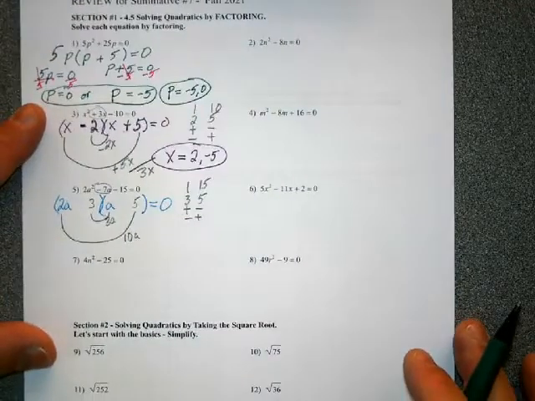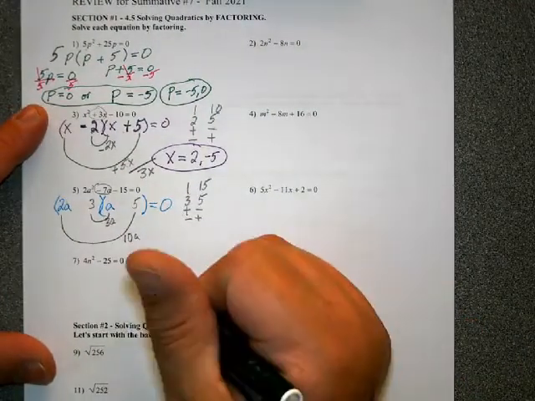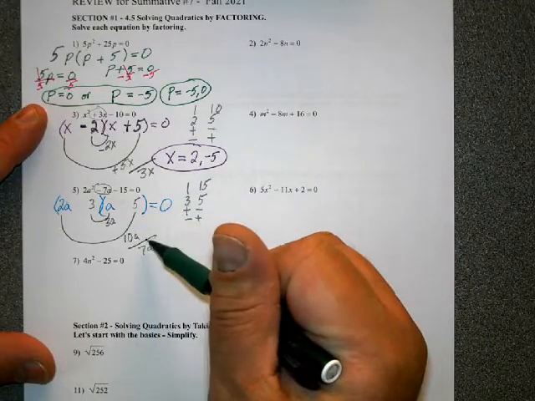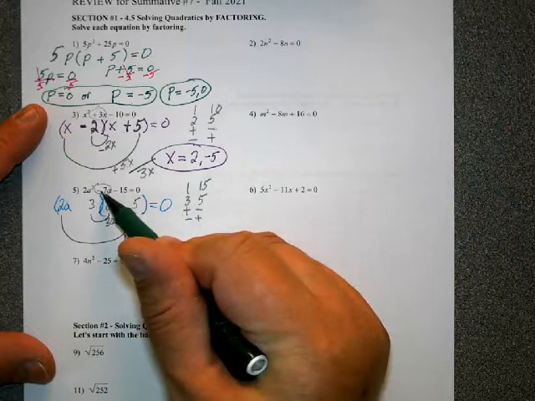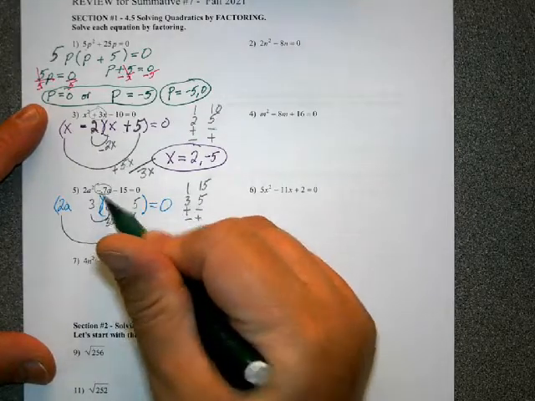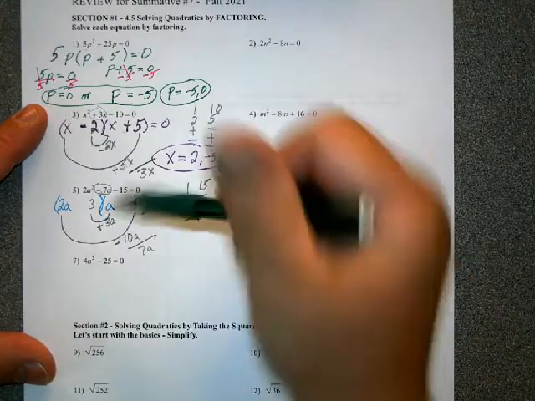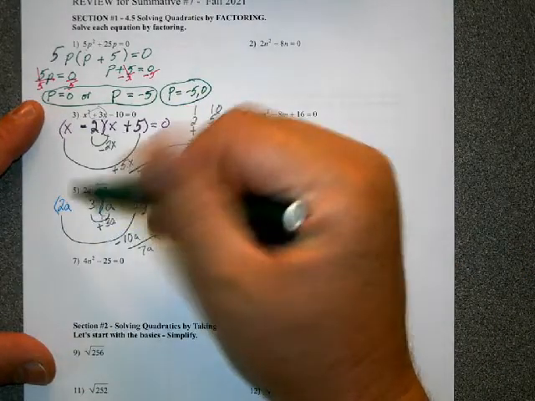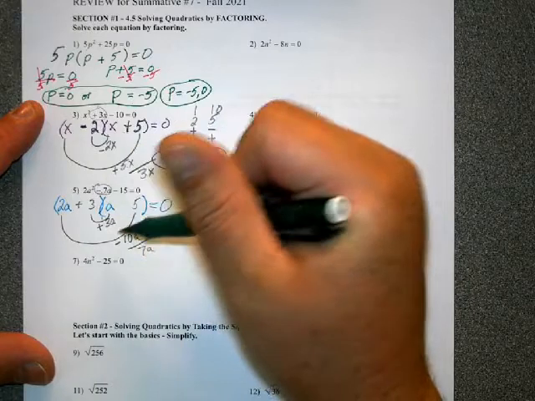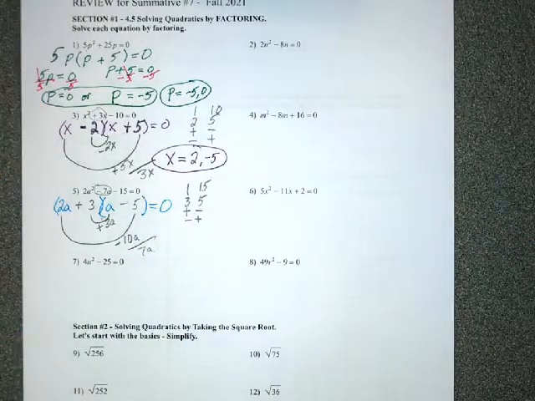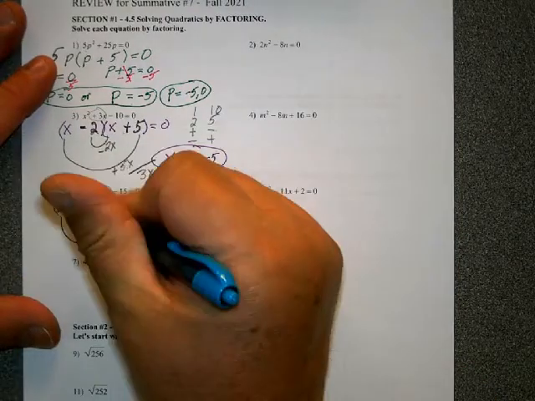All right, so I want the bigger number. That'll give me my 7a. I want the bigger number to be negative because I want to end up with a negative. So this is negative, this is positive. Which means my 3 has to be positive and my 5 has to be negative. So there's my 2 factors. Took us a little bit of work.